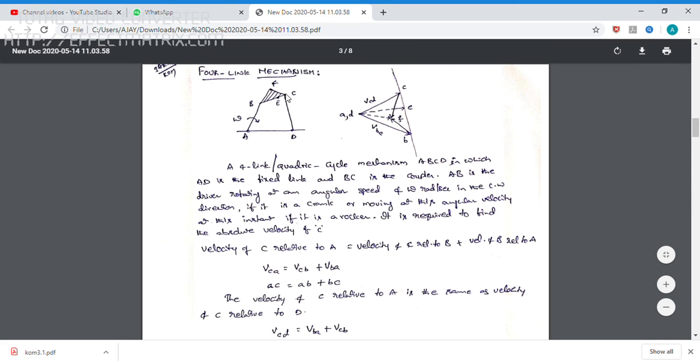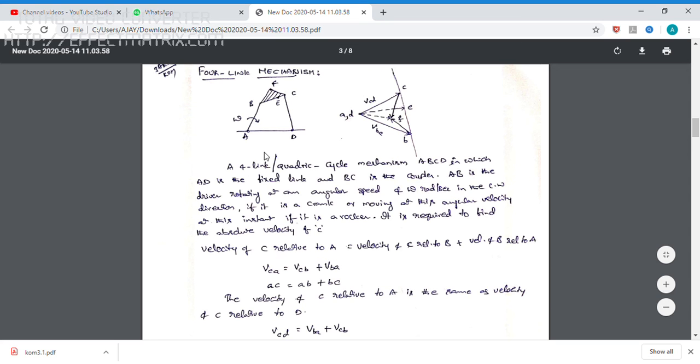Just go through the diagram. Velocity of C relative to A: I want to find velocity of C with respect to the fixed point. At that time, I express it as velocity of C relative to B plus velocity of B relative to A. So, in equation form, VCA is equal to VCB plus VBA. If you write that in vector manner, AC is equal to AB plus BC.